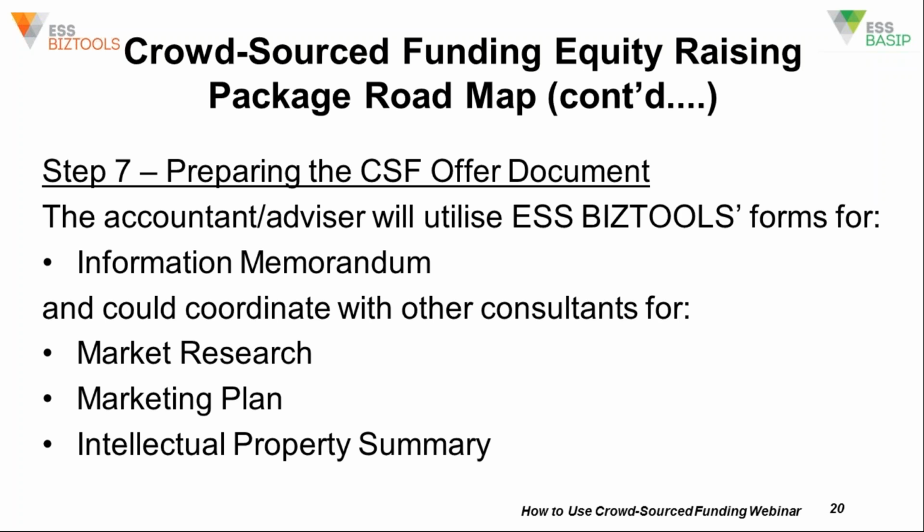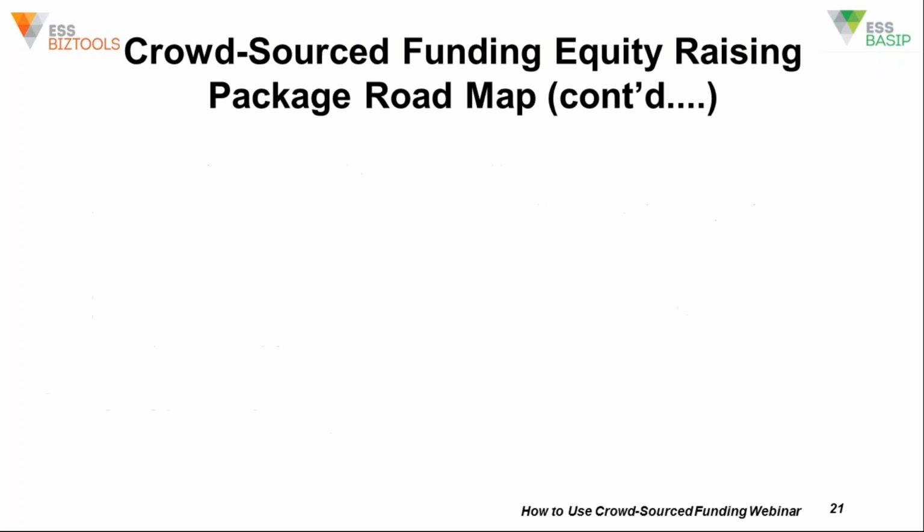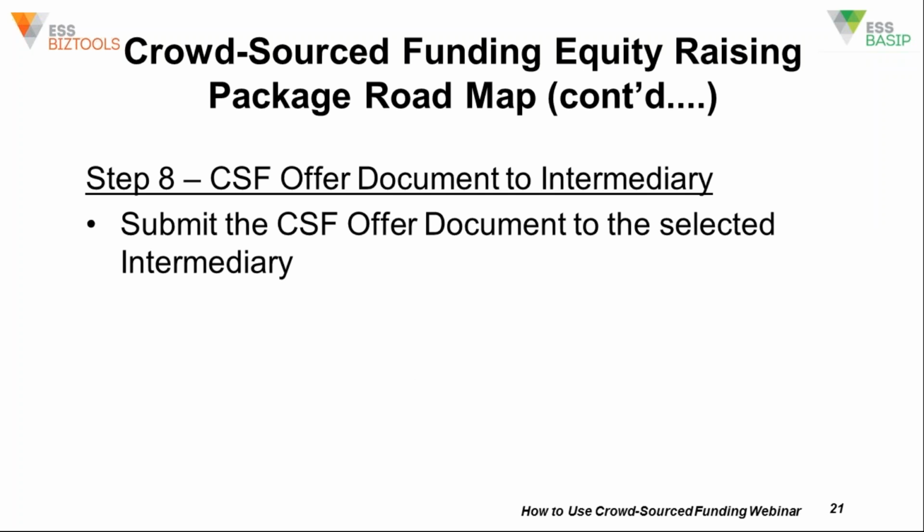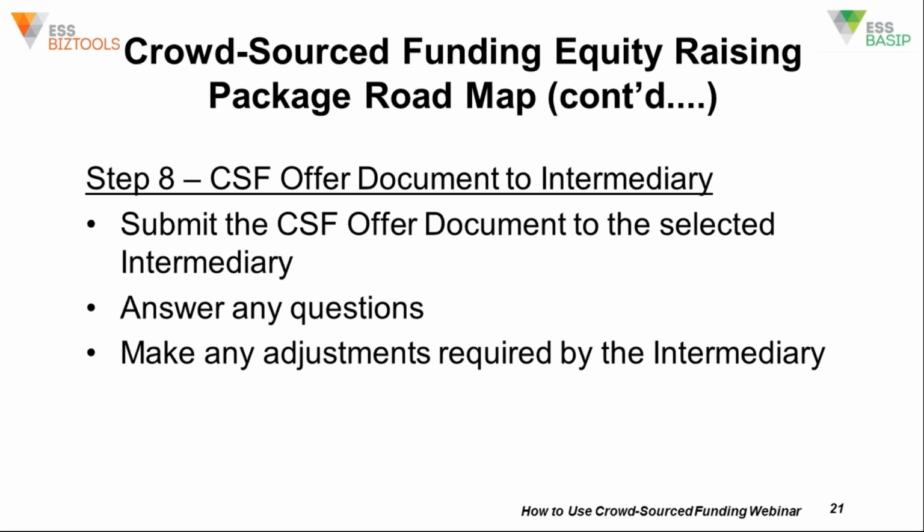And an intellectual property summary looking at patents, trademarks, copyrighted material, procedures for research and development is also a crucial area that the intermediary will probably require information on. The offer document then needs to be submitted to the intermediary, and the company directors will have to be able to answer any questions that have been asked and to make adjustments required by the intermediary.